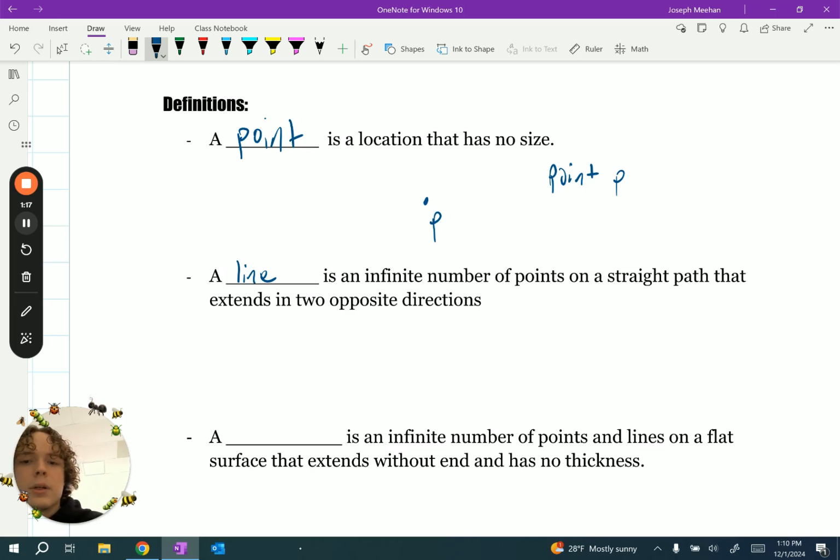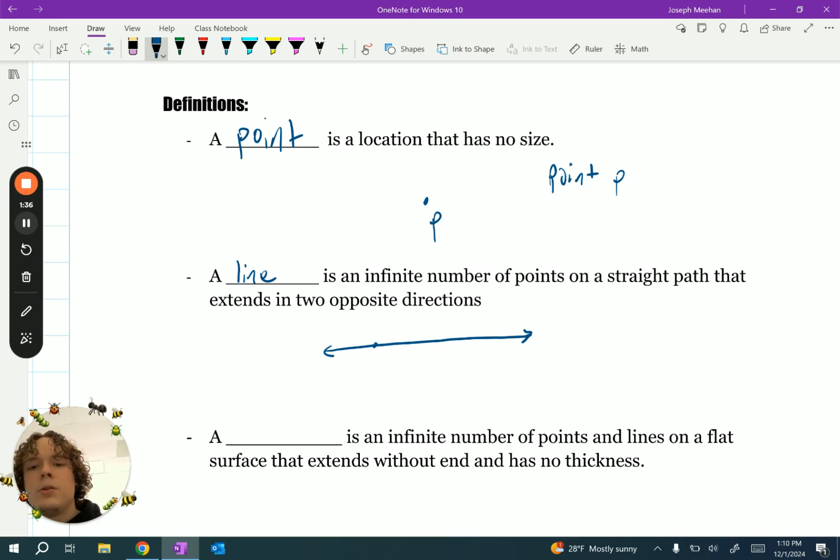All right? To represent a line, what we do is we draw a line. I mean, just like that. The reason why we put the arrows on the end is to show that it goes on infinitely. All right, if we didn't have the arrows, then it would be a segment, and that's something we're going to talk about later. If we wanted to label this line, there's a couple different ways to do it.